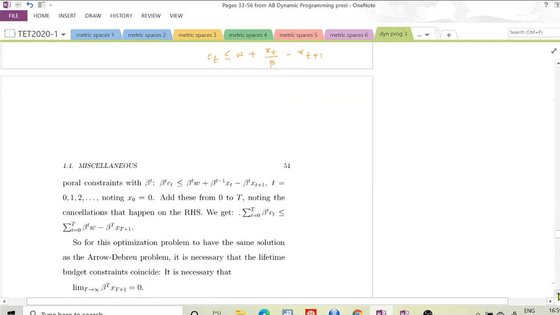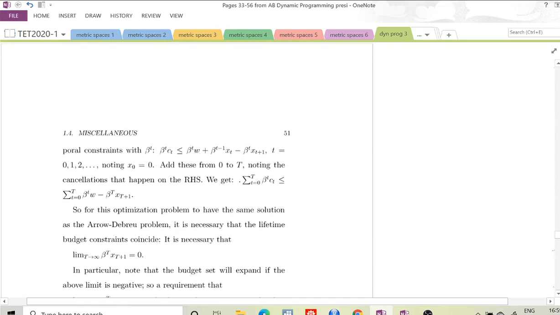And now if I take partial sums adding from 0 to capital T, then you will notice that these things will cancel out from one time period to the next one. Yeah, you can do that and check. So my budget constraint for the first T plus 1 time periods will be: discounted present value of consumption is less than or equal to discounted present value of income minus beta to the T times my asset stock or my debt stock.